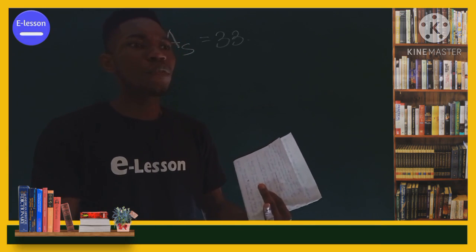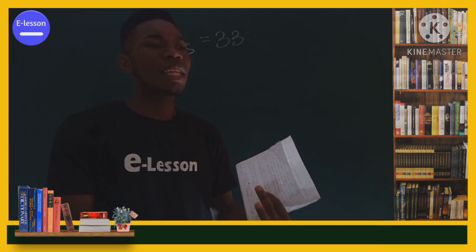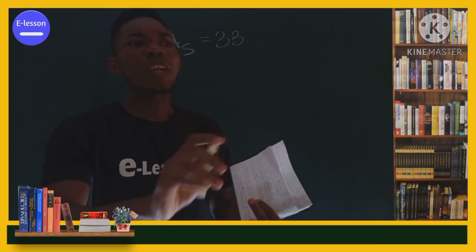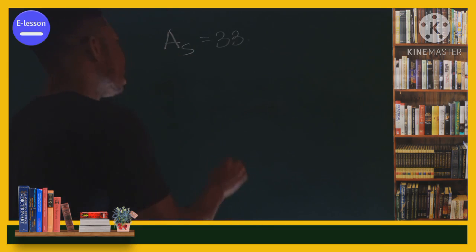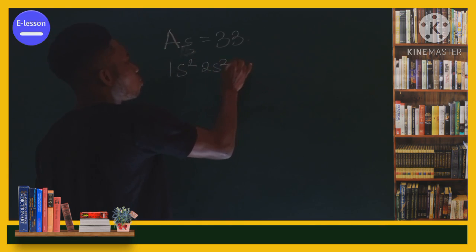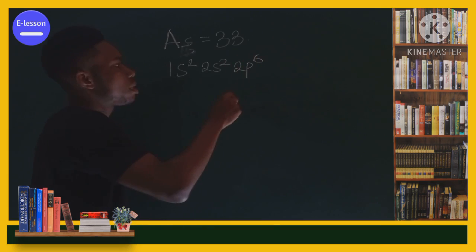The electronic configuration, according to Hund's rule and the Aufbau principle, while filling electrons, you fill into the energy level with lower energy before filling into the one with higher energy. So filling arsenic's 33 electrons into the appropriate orbitals, you have 1s2, 2s2, 2p6. How many have we filled now? 2 plus 2, 4, plus 6, 10.